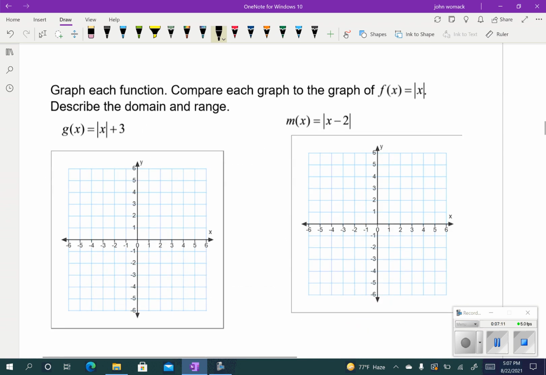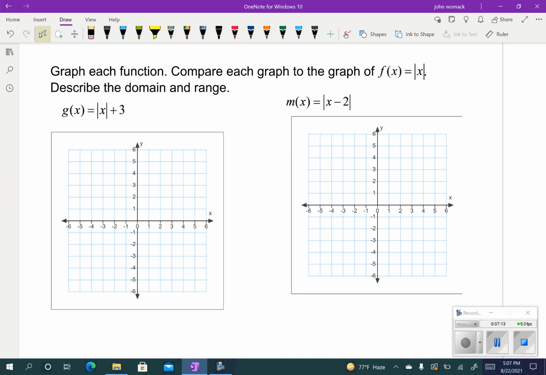If you look at these next two examples, we're going to do the same thing we just did. We're going to make this really quick. We're going to make a table for each of these and then use the table to graph the function. And what we want to do is compare that to the original parent graph that we graphed up above. Okay, so let's start with this first one.